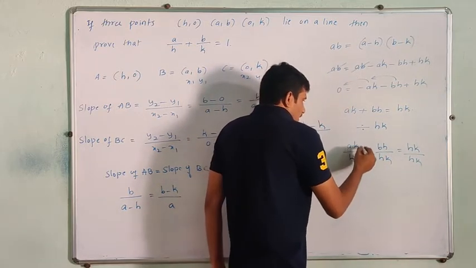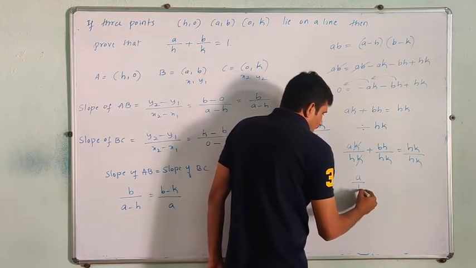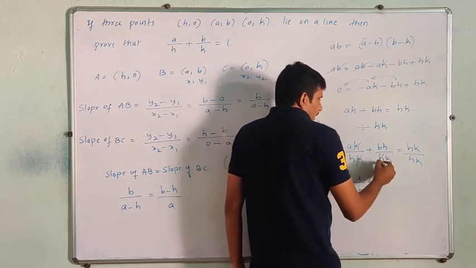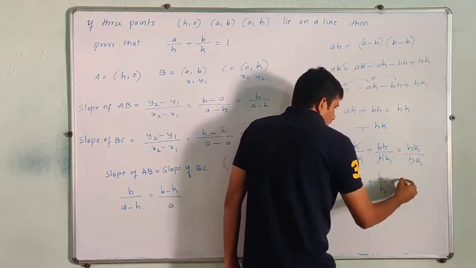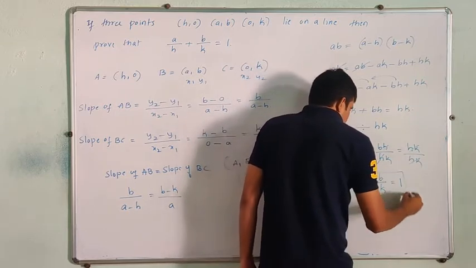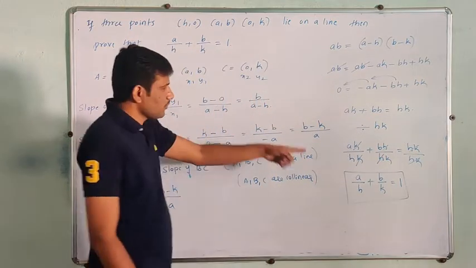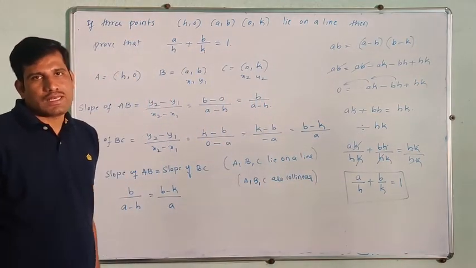Now here you can observe K will get cancelled, that is A by H, plus here H will get cancelled, that is B by K. Here both HK will get cancelled, that is equal to 1, which is the required result. That is A by H plus B by K equals 1. Is it clear, friends? Right?